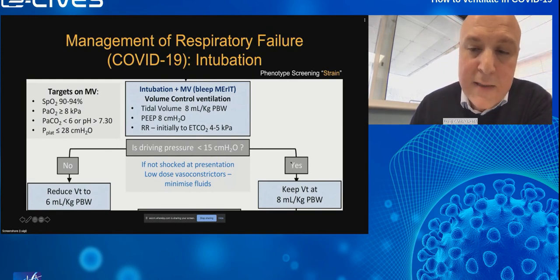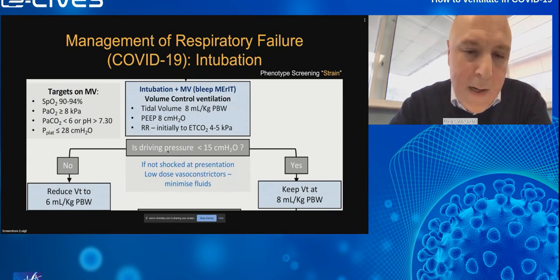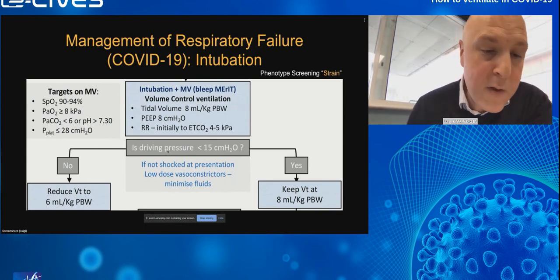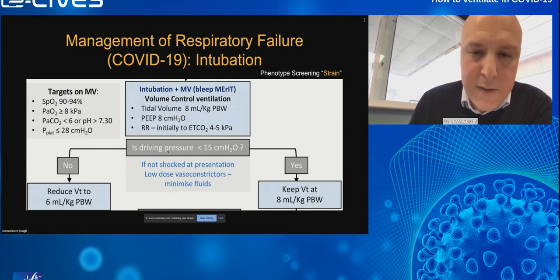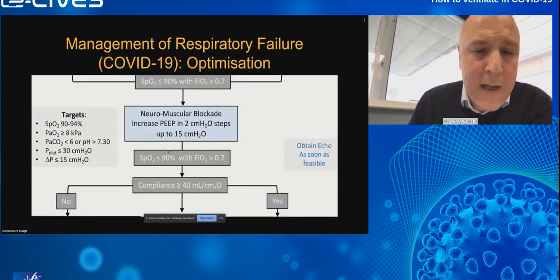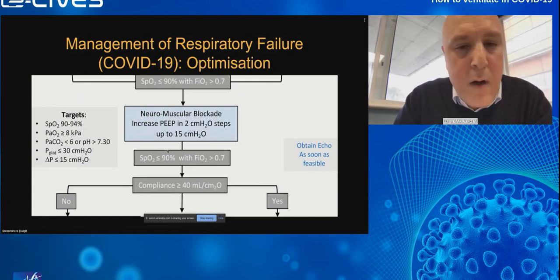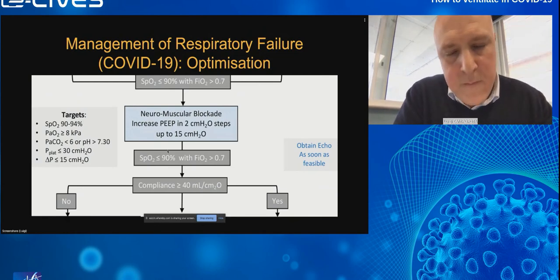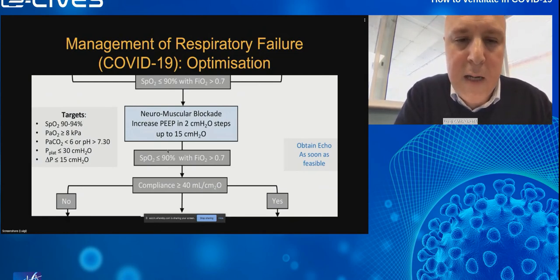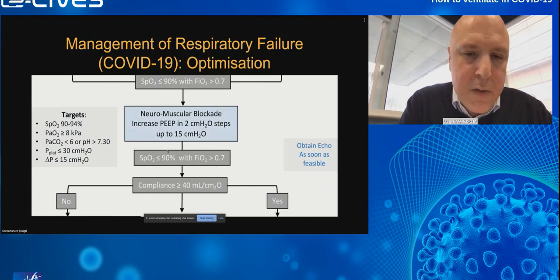If the driving pressure is less than 15, we keep them at 8 mL/kg. And if it's greater than 15, clearly the gas volume or the lung volume is small, and therefore we reduce the tidal volume to match that strain. And we continue to up-titrate the PEEP if required to meet some targets. But we don't go higher than 15 of PEEP pressure because clearly we don't know at this stage the phenotype, and we want to characterize the phenotype before we can optimize the ventilation.